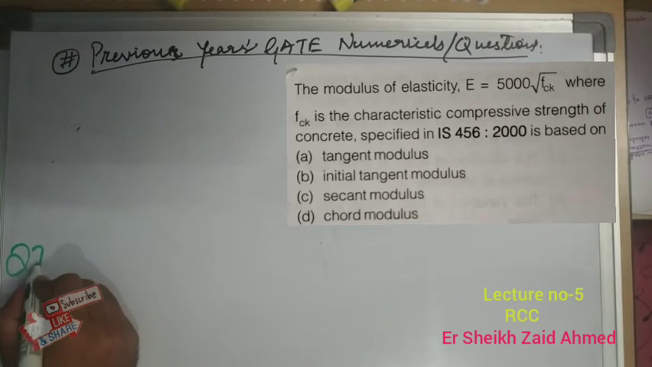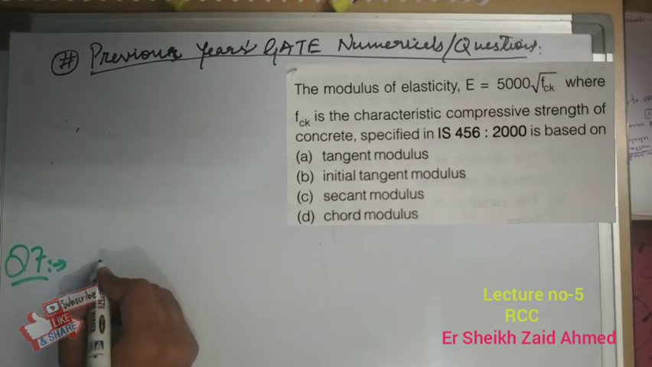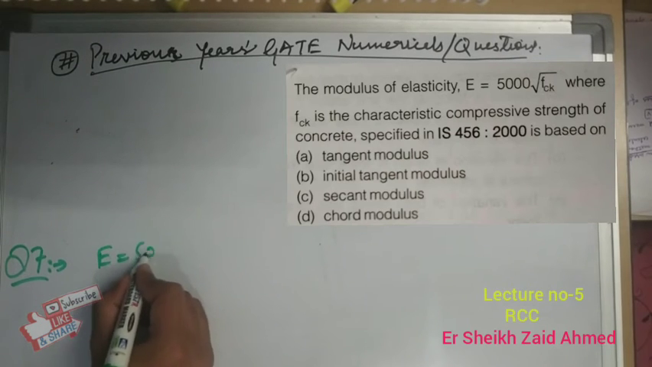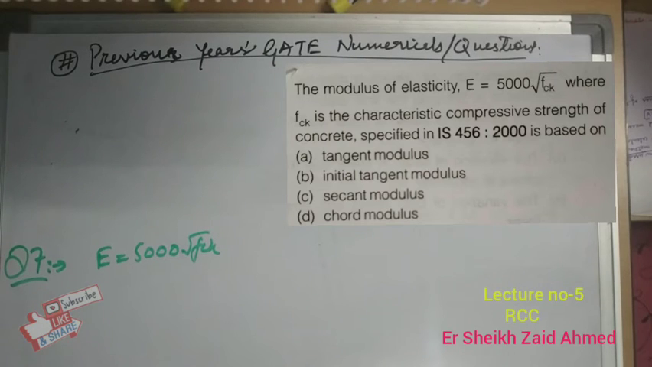This question also came in GATE 2014. It was a 1 mark question and it came in set 2. The question says the modulus of elasticity E equal to 5,000 root FCK. We know that is the short-term modulus of elasticity, where FCK is the characteristic compressive strength of concrete specified in IS 456-2000 is based on.